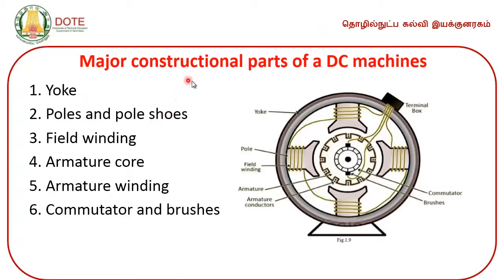The major constructional parts of a DC machine are, the first one being the yoke, poles and pole shoes, thirdly field winding, armature core, armature winding, commutator and brushes. In today's lecture, we have seen Faraday's laws of electromagnetic induction, Lenz's law, then the very basic fundamental points of DC generator, etc.